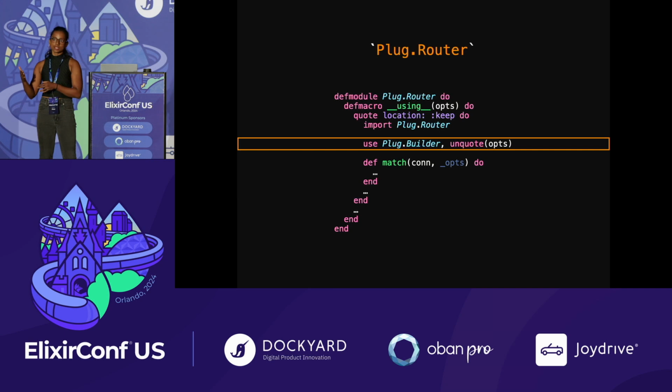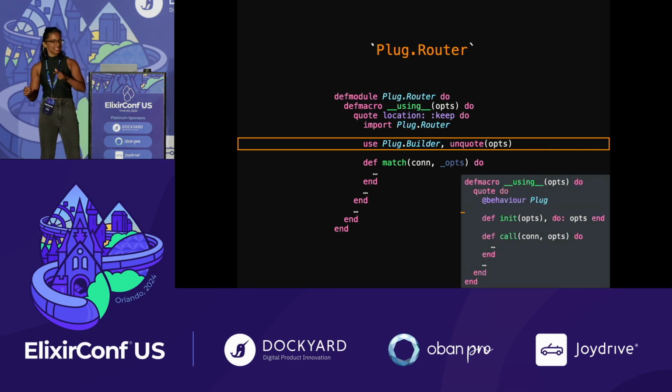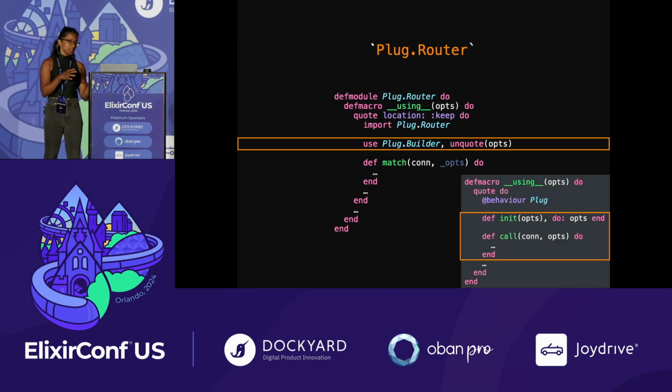So what a plug builder is, is a way for you to build plugs or build a plug pipeline, which is interesting, but it doesn't quite explain why plug.router is a plug. But it will make sense now, because plug.builder, if you look at that code, it basically defines a macro, where it defines an init and a call. So basically, plug.builder is a plug, and because plug.router uses plug.builder, it is a plug also. So it's kind of like multiple levels, turtles all the way down situation, which is kind of cool, I think.